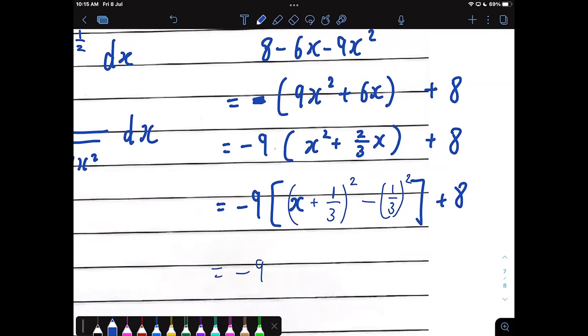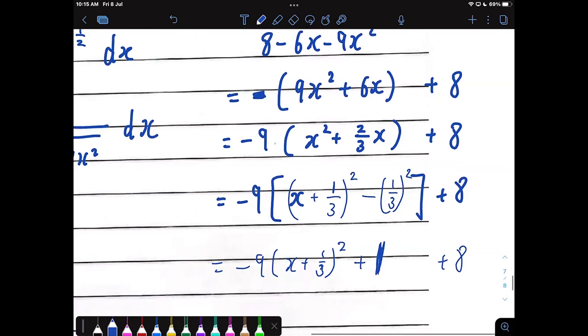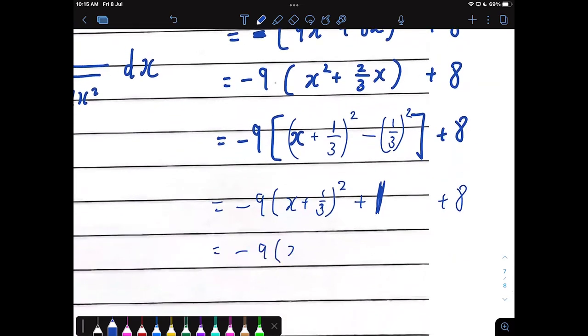You get -9 multiplied by x plus 1/3 bracket square. Then minus 1/3 square is actually minus 1 over 9. Multiplied by -9, you actually get a +1. Don't forget a +8. Right? Let's just double check with a calculator. -9 multiplied by a negative of 1/3 bracket squared, you get a +1. Yeah, definitely. Okay, then +1 plus 8 becomes a +9. So we get -9 bracket x plus 1/3, close the bracket square, +9.